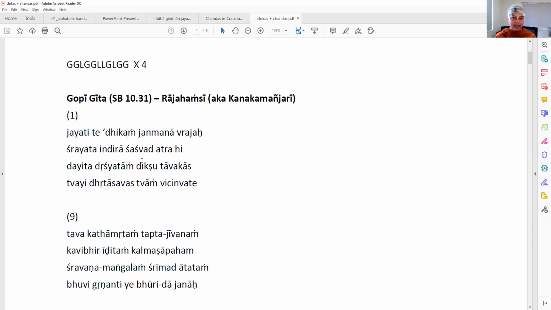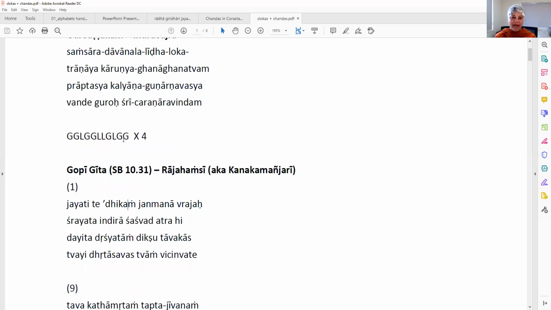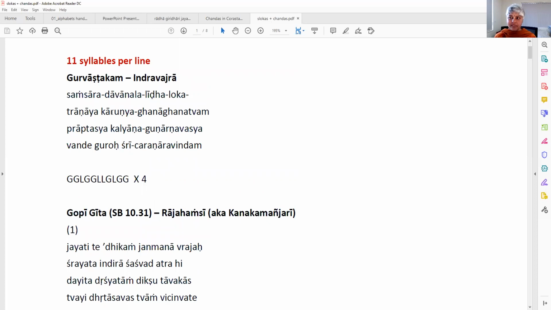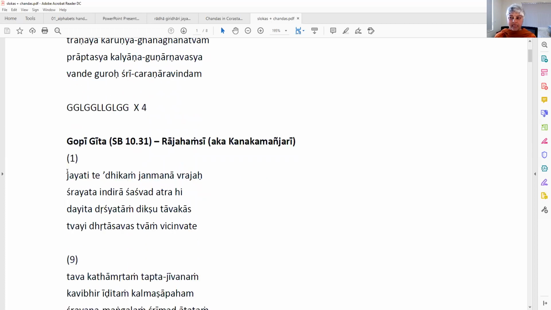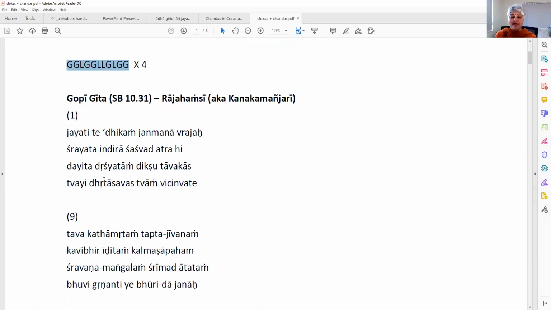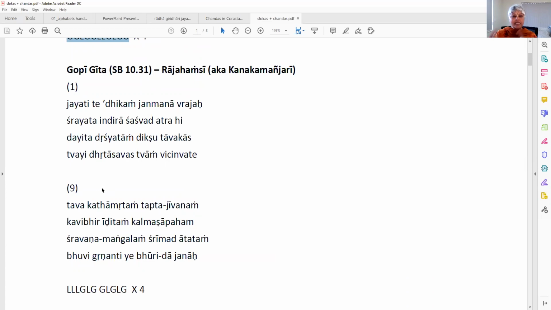Although the Guru Ashtakam is also 11 syllables per line, the Gopi Gita is also 11 syllables per line. We see that the two do not match up when it comes to the tune. It's very difficult to be able to sing Samsara Dava. Okay. Jayati te dhikam janmanavra. It just doesn't work, because here there is a lot of guru in this particular verse. It's guru, guru, lagu, guru, guru, lagu, and so on. Whereas this one is lagu, lagu. There's a lot of lagu, so there are lots of short sounds here. So even though they both have 11 syllables, the tunes are not quite interchangeable.